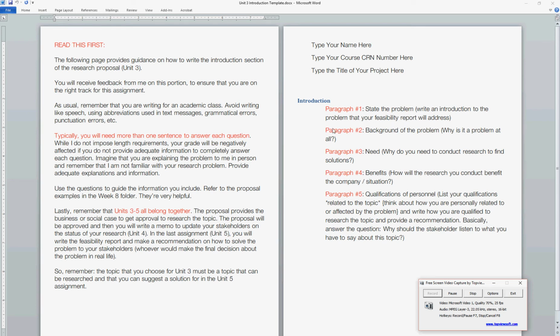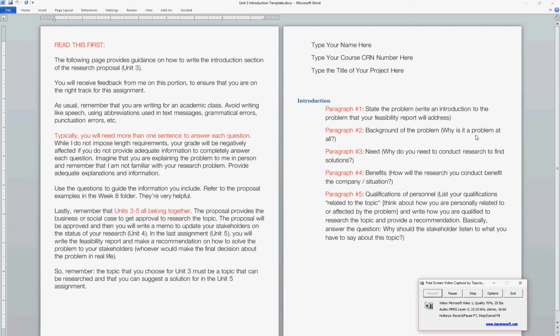In the introduction, since it is just the introduction part of the whole proposal, you're going to state the problem, basically give an overview of the problem. Again, refer to the examples that I've posted so you can get a feel of how much information you should put in this section so you don't have to rewrite it later. I'm trying to help you save time. So in the first paragraph, you're going to state the problem, write an introduction to the problem that your feasibility report will address, like I just said.